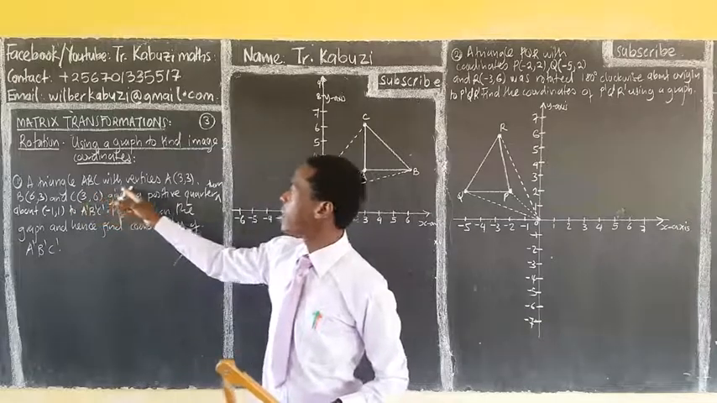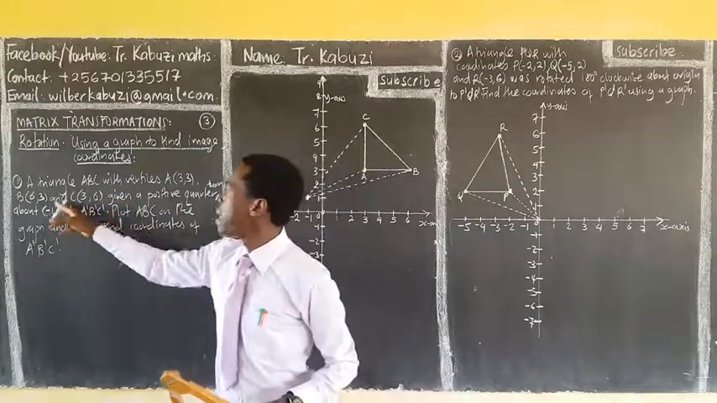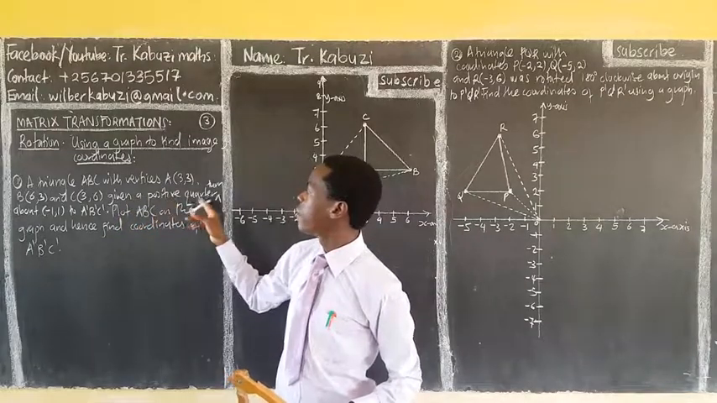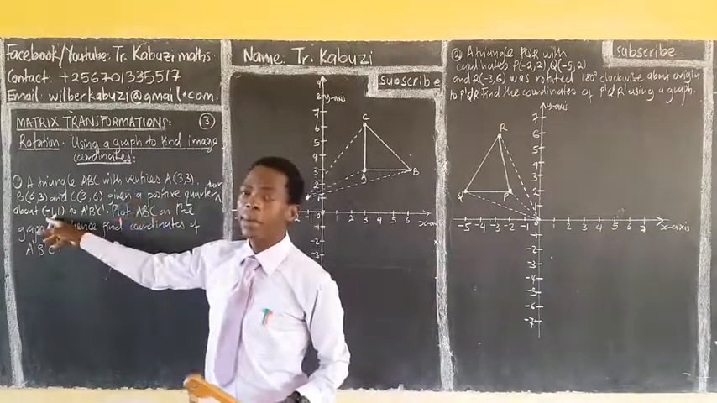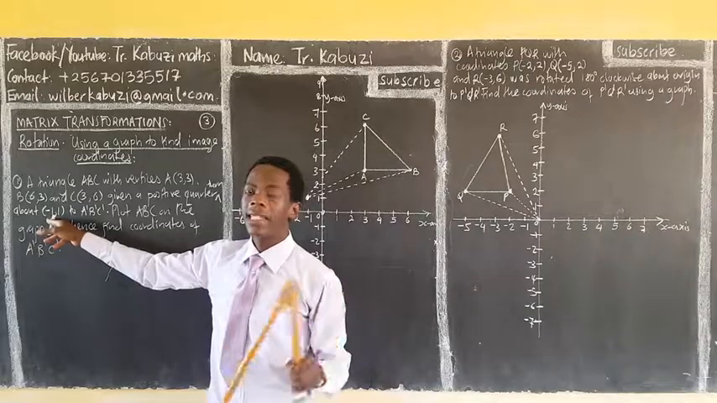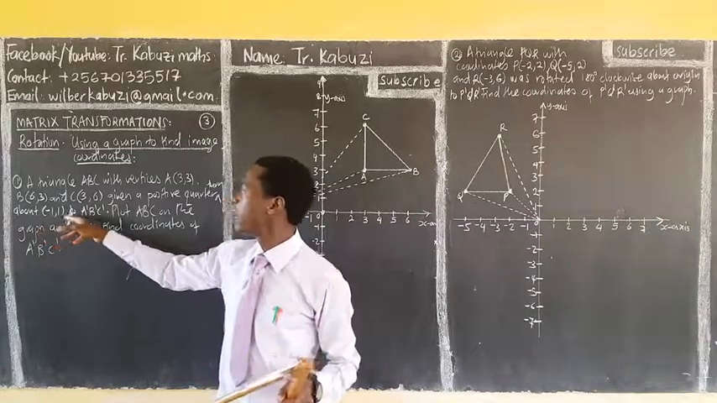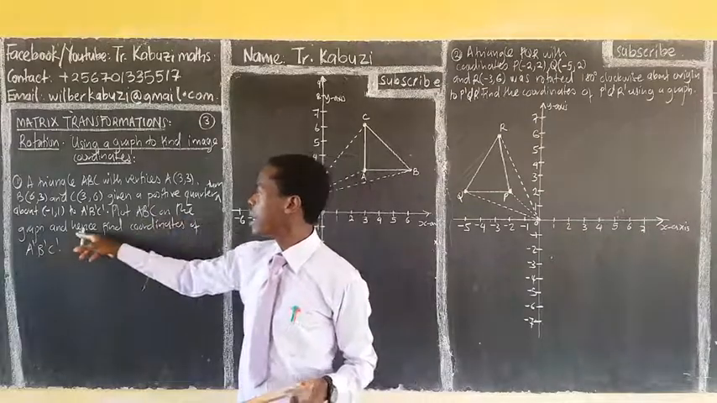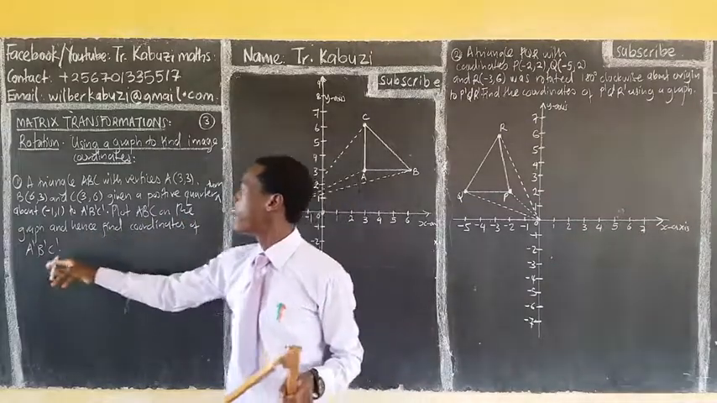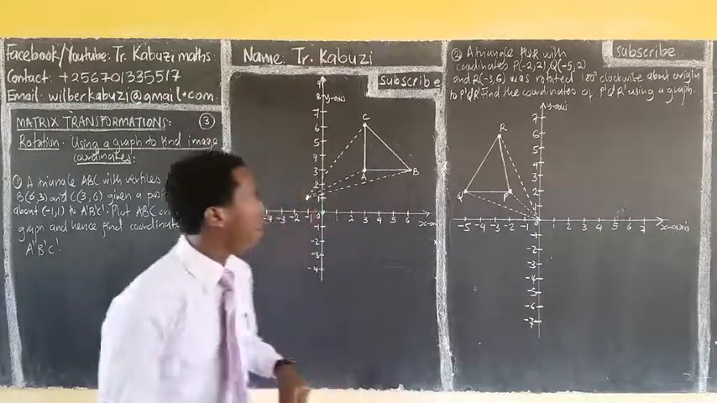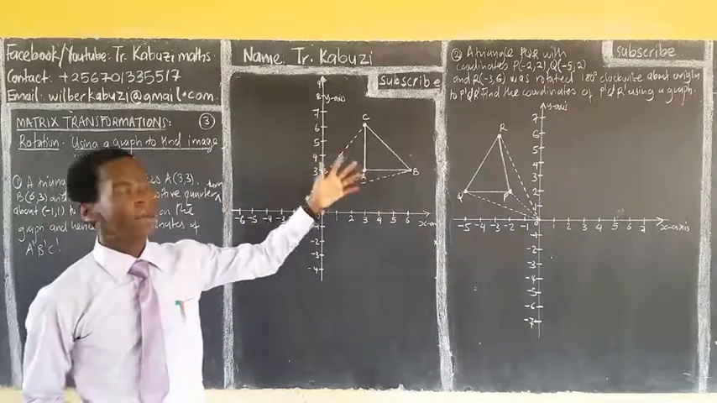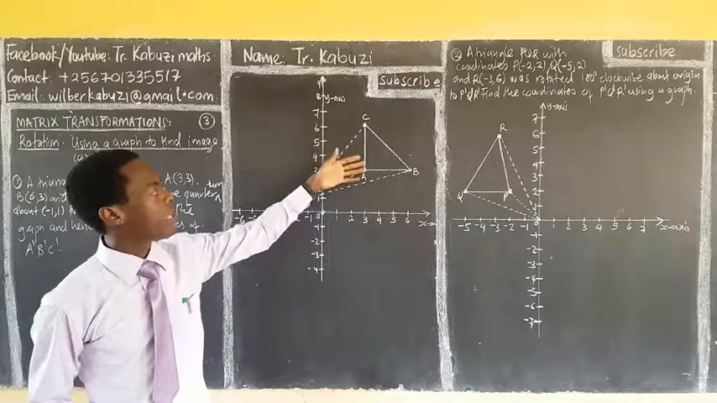A triangle ABC with the vertices A, B, and C was given a positive quarter turn about, so this is the point, this becomes the center of rotation, to A prime, B prime, C prime. Plot ABC on a graph and hence find the coordinates of A prime, B prime, and C prime. So, I think plotting is okay from senior one. Now I'm done with plotting.